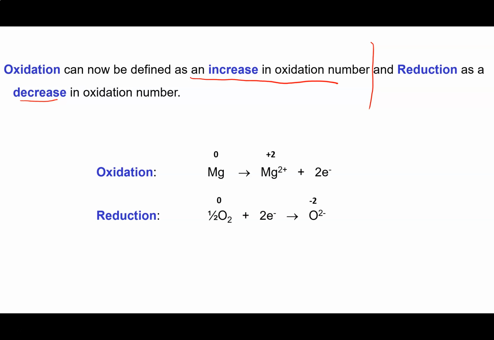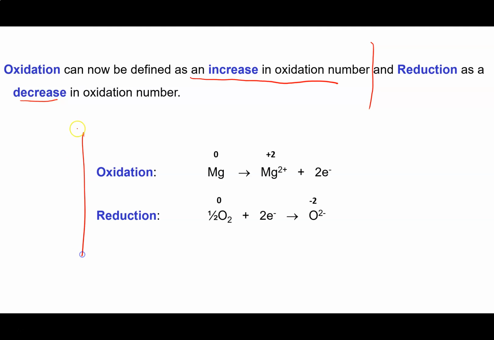So in this way, we can see which reactant has atoms that are increasing the oxidation number, that is the thing that is getting oxidized, and which reactant has atoms that are decreasing their oxidation number, and that's the reactant that is becoming reduced.